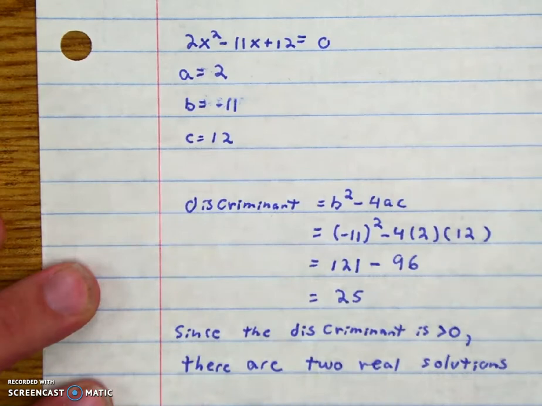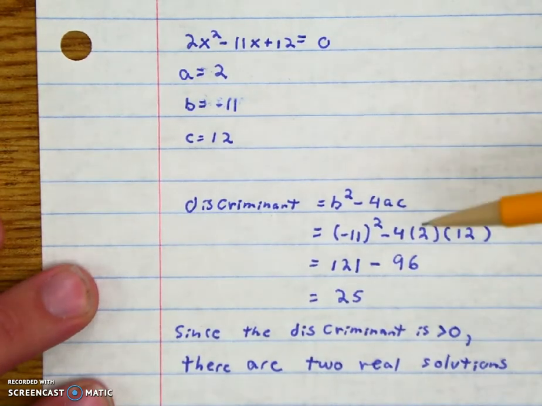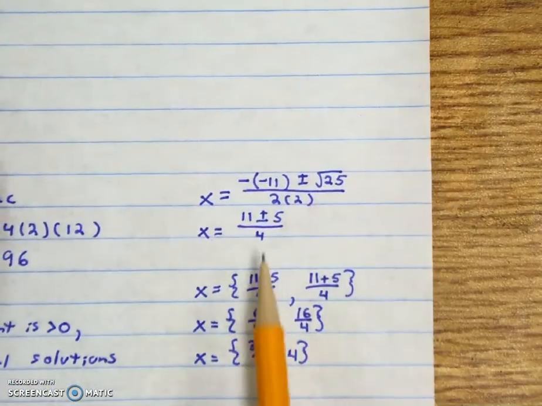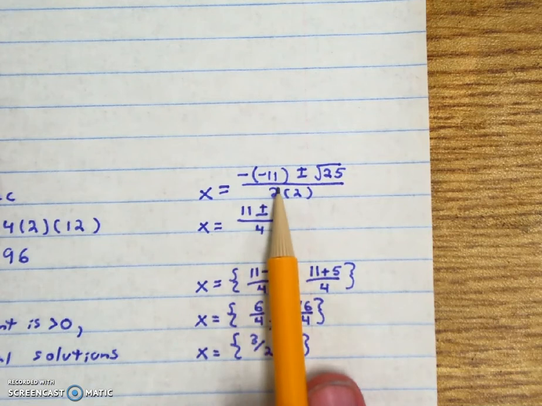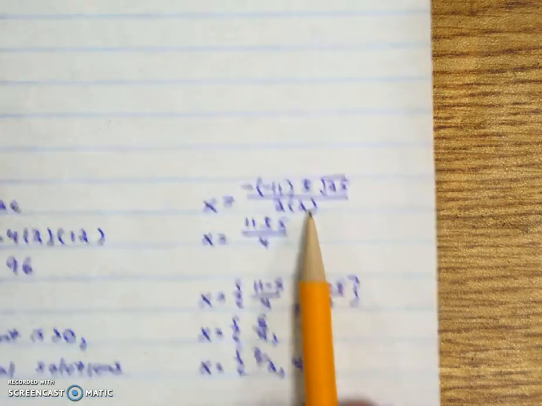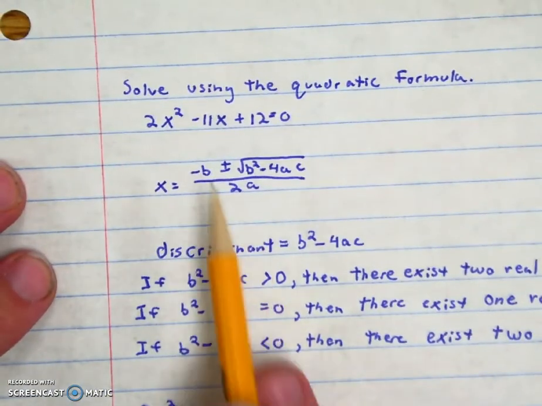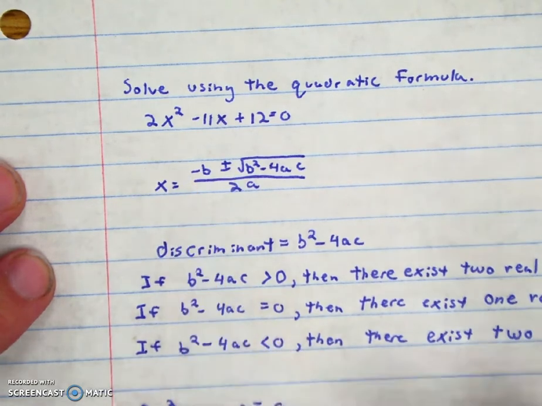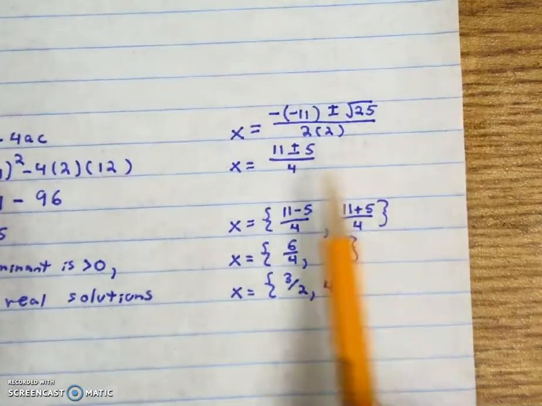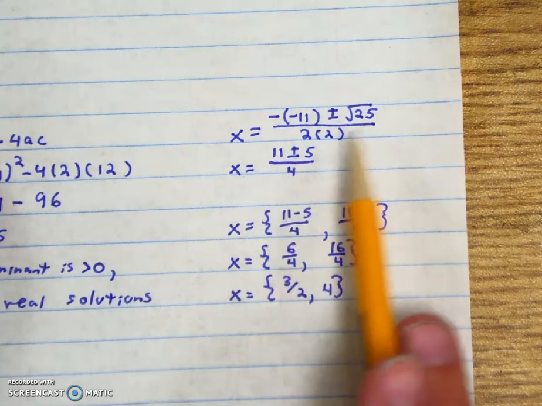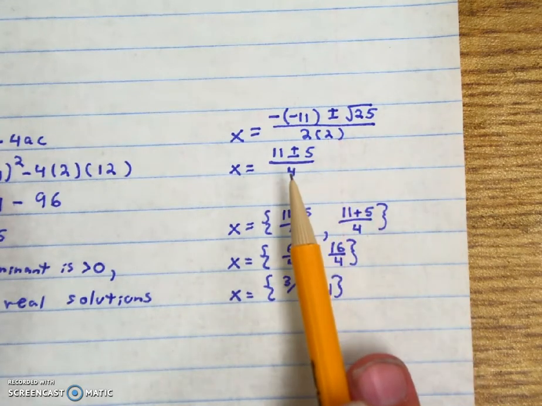So now that I found the discriminant, let's substitute that along with everything else back into the quadratic formula. Cool. So we get x equals the opposite of negative 11 plus or minus the square root of 25 all over 2 times 2. If we go back to the quadratic formula, this isn't negative b, because this is already technically negative. This is the opposite of b. So the opposite of negative 11 is plus 11. The square root of 25 is 5. And then it's all over 4.